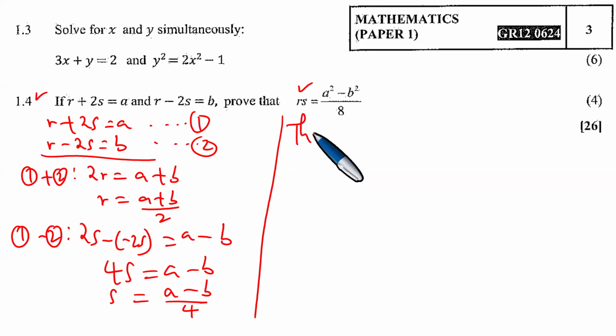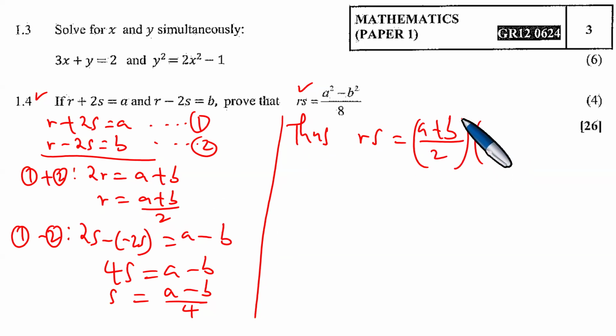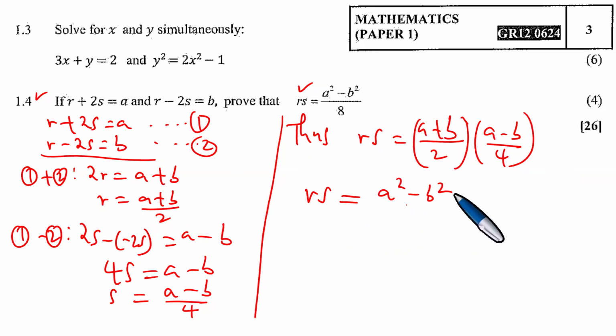Thus we have our s. So r is a plus b out of 2, and s is a minus b out of 4. Then rs is equal to a squared minus b squared over 2 times 4, which is 8. This gives us the answer.